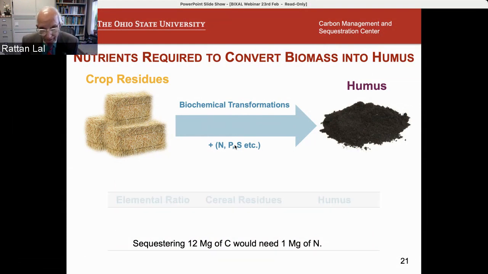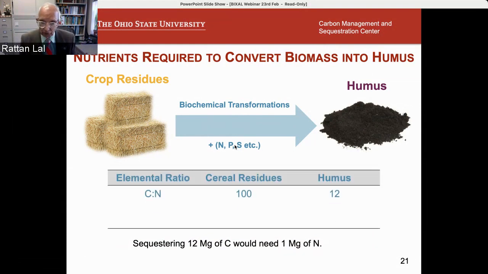Why? Because the carbon to nitrogen ratio in the residue, in the wheat straw, corn straw, is about 100, 120. In the humus, it's about 10 to 15. Carbon to phosphorus ratio in the straw is about 200. In the humus, it's about 50. Carbon to sulfur ratio in the straw is 500. In the humus, it's about 70. So humus is enriched with nutrients.